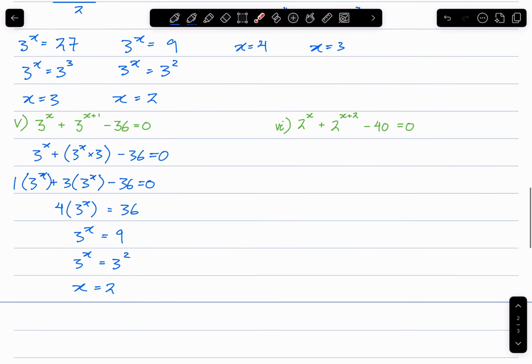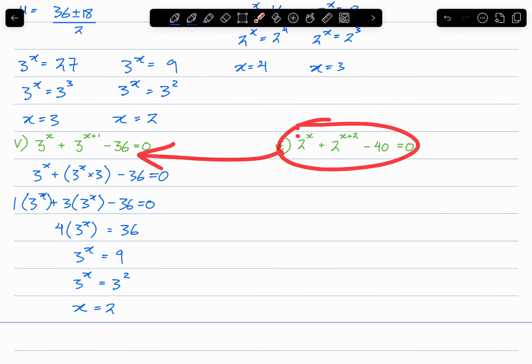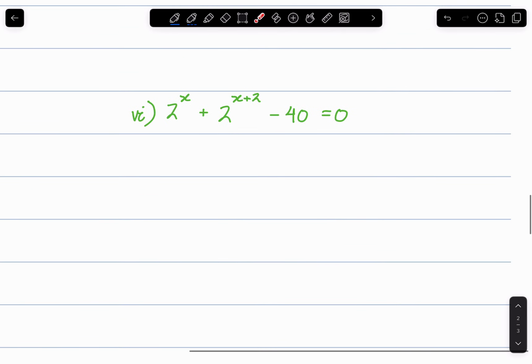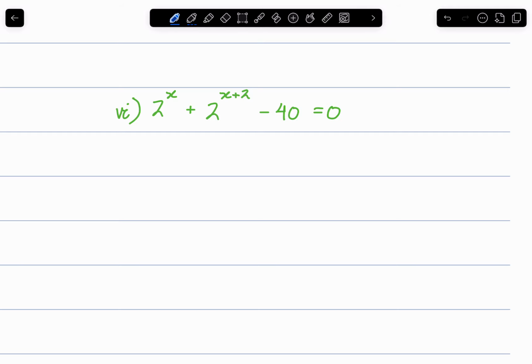So you can probably tell that this is near identical in the method and solving. So I'll give you a moment to solve this yourself. So here we go. For this one, I'm going to now immediately write this as 1 lot of 2 to the power of x. You don't necessarily have to write that. Plus, now I'm going to show you the middle step here. This is 2 to the power of x times 2 squared. I'm going to move this 40 across to become positive 40.